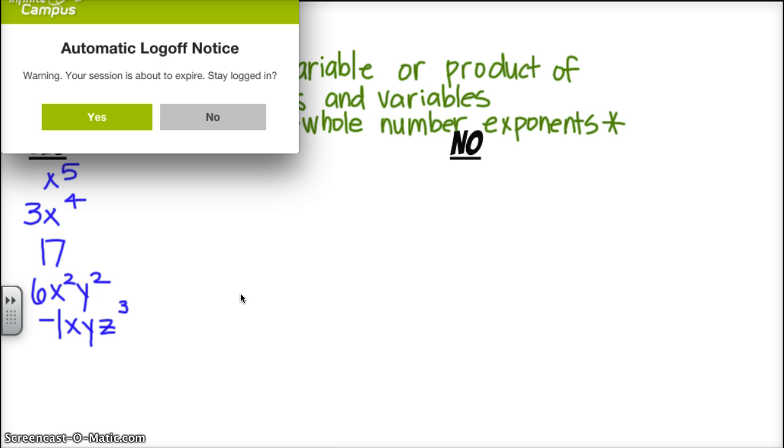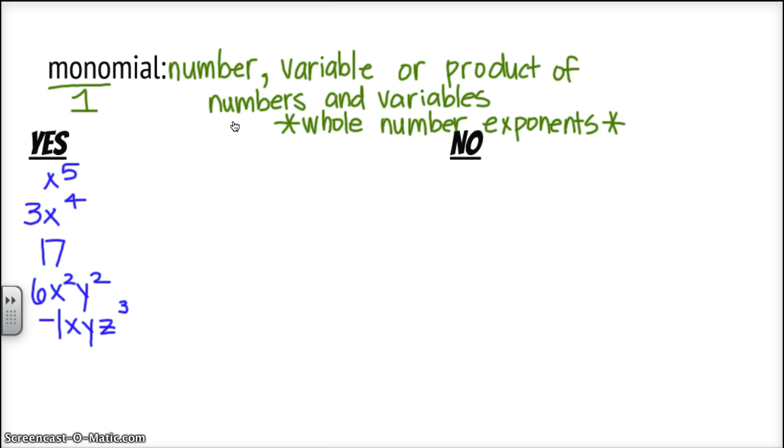Some things that are not monomials include x to the negative fifth, right? Negative 5 is not a whole number, so it's not a whole number exponent. Okay? The absolute value of x. 4 raised to the x power. 3 over y. x, y, z to the negative 2. All of those are not monomials.